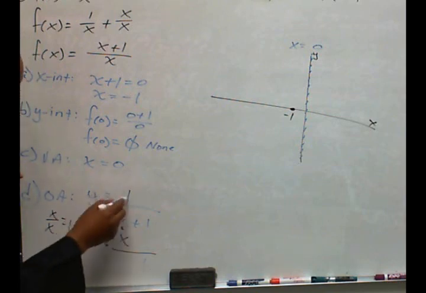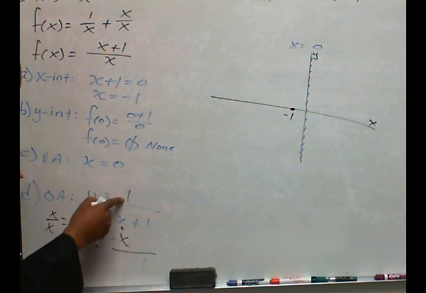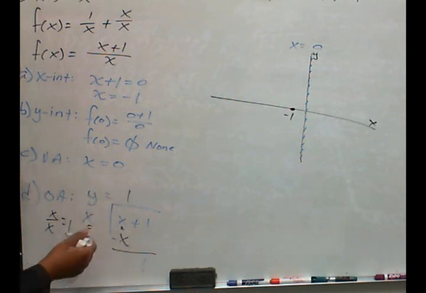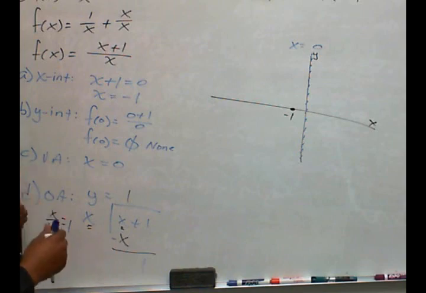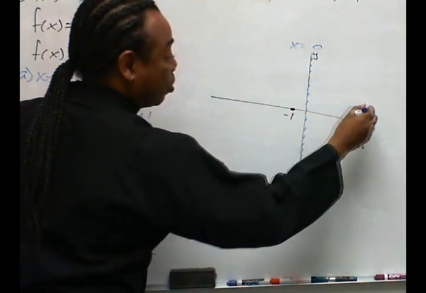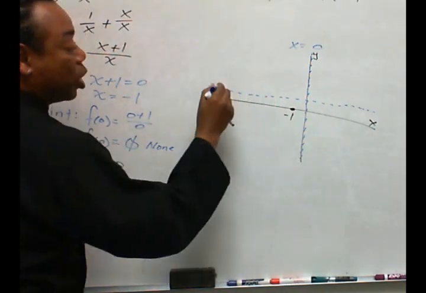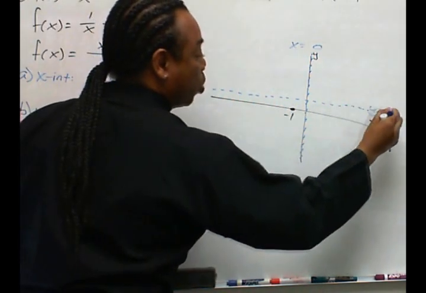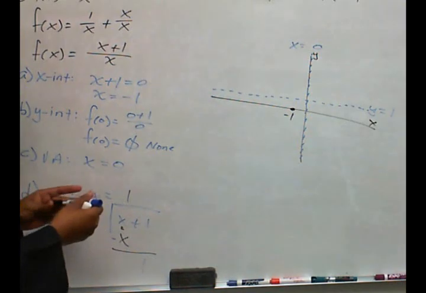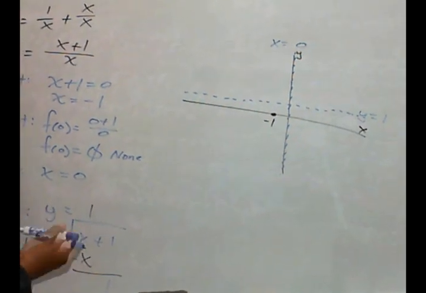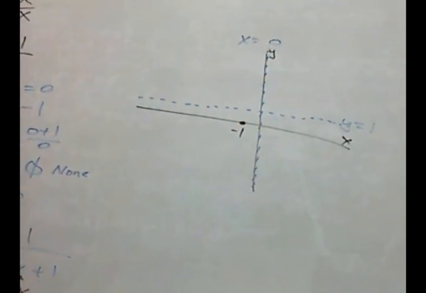We only use the portion that's here. So y equals 1 is our asymptote. y equals 1 is a horizontal line. So I'm going to put a horizontal line right here, which represents y equals 1. Okay, now from here we're going to draw our graph.